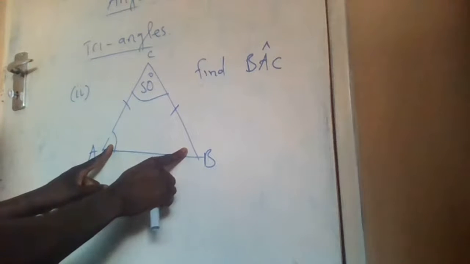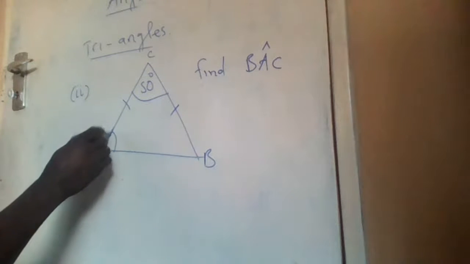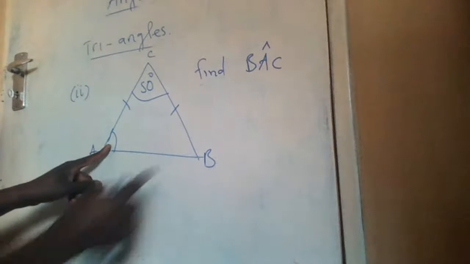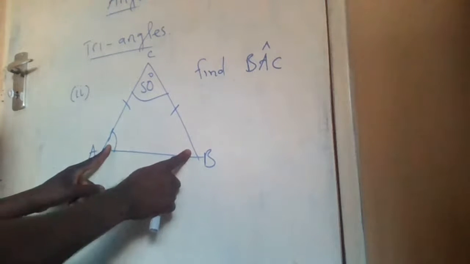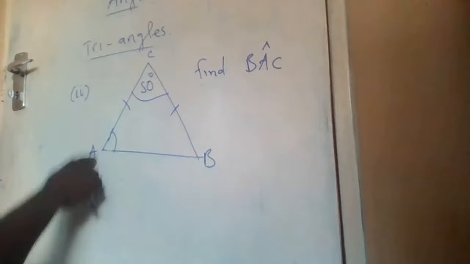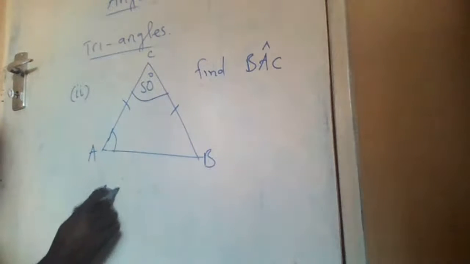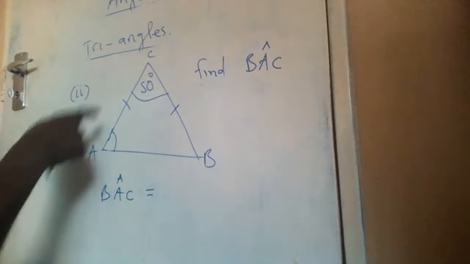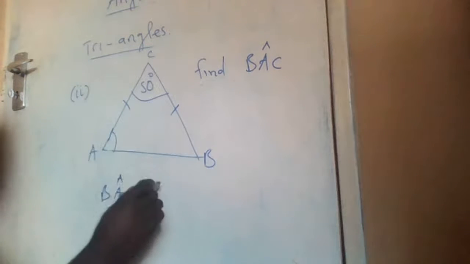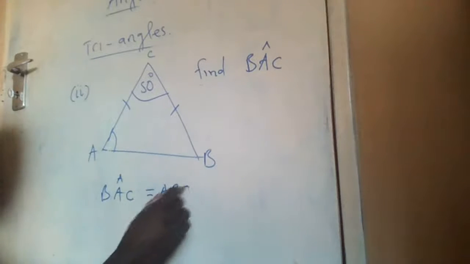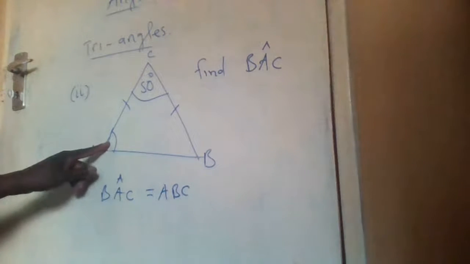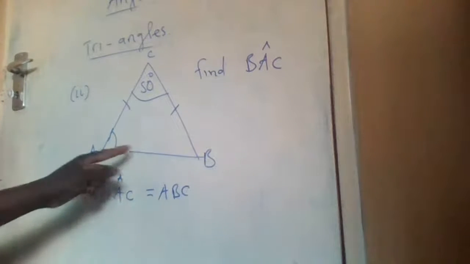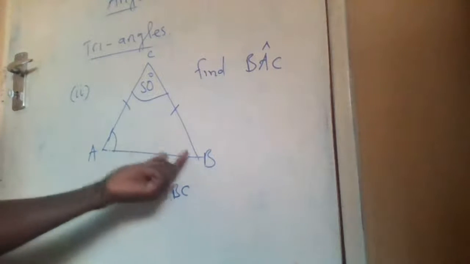We're here going to combine a little bit of some theories. One thing we know for sure is that the angle here and the angle here are equal. So we're going to say angle BAC is equal to angle ABC. That's what we know. This angle here, BAC, the one we're looking for, is also equal to that.